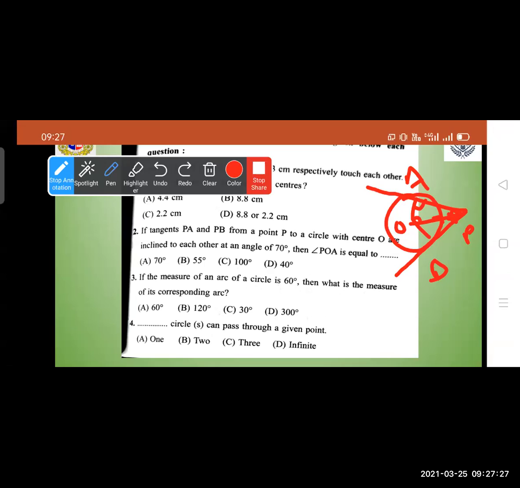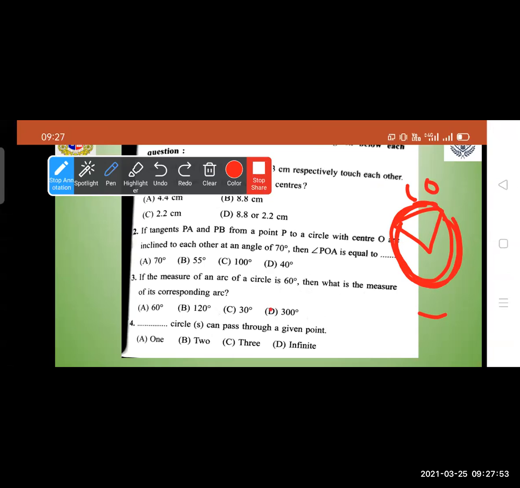Okay. So simple question. Then if the measure of an arc of a circle is 60 degree, then what is the value of its corresponding arc? Measure arc का दिए 60 degree, तो उसकी corresponding arc कितना होगा? Okay, so we corresponding arc means this arc is given, and you have to find this one. So total is 360. So this is 60. So 360 minus 60, we get 300.